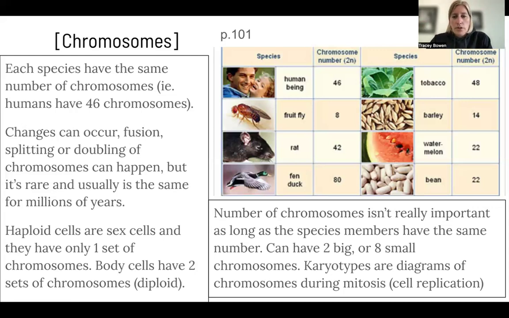But with chromosomes, you could have 2 big chromosomes or 8 small chromosomes. It doesn't really matter as long as you have enough genes to code for the characteristics that you need in your body. It doesn't mean some organism is more evolved because it has more chromosomes. Karyotypes are diagrams of chromosomes during the mitosis process. So when cells are replicating, they've condensed their DNA, and then you can see the different chromosomes appearing.